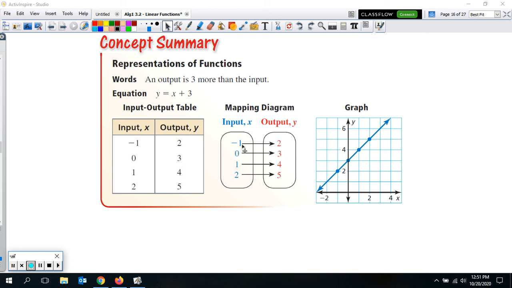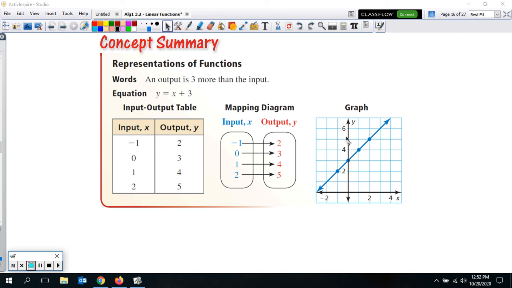You could also do it by a mapping diagram, which is like a little map with bubbles around your inputs and your outputs, and then one input here is mapped to the output. So the arrows are mapping inputs to outputs. This is definitely a function because every input goes to exactly one output. Again, the inputs have a constant rate of change, and your outputs have a constant rate of change.